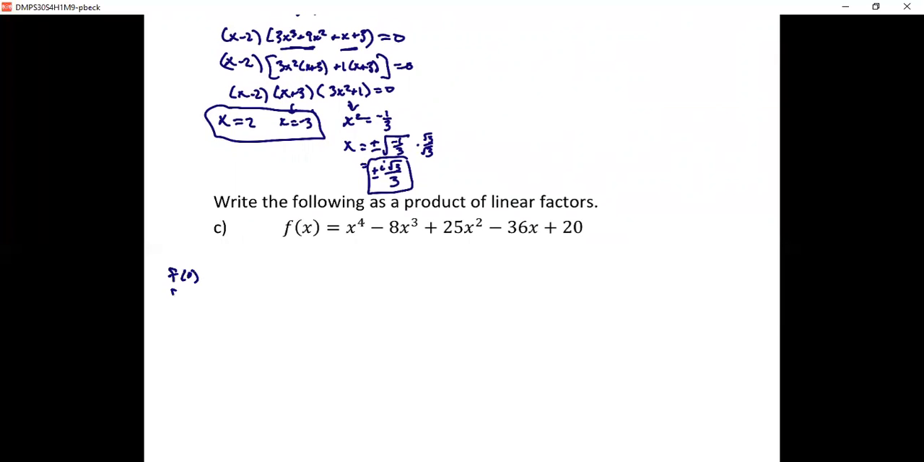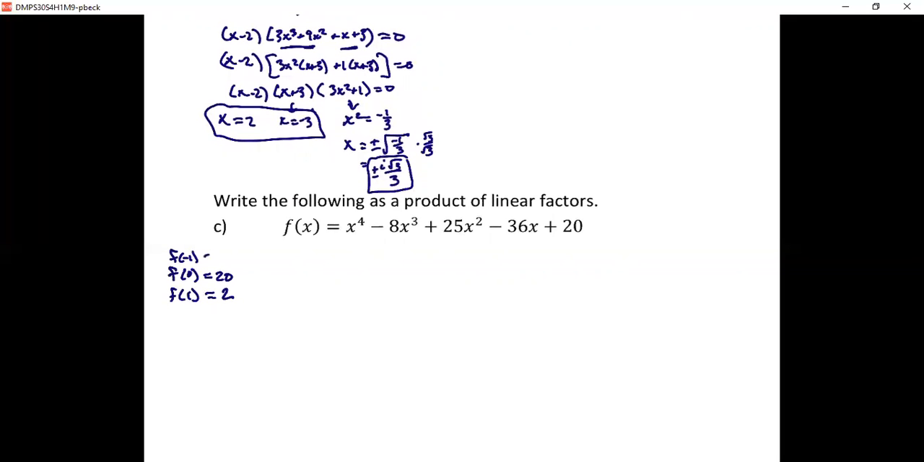F of 0, F of 1, F of -1. If you notice, once again, this is a very nice pattern that we can use. So F of 0 is 20. F of 1, we plug in, we get 1 minus 8, which is -7. -7 plus 25 is 18. 18 minus 36 is -18. -18 plus 20 is 2. So it actually looks like we're approaching a 0 at this point.